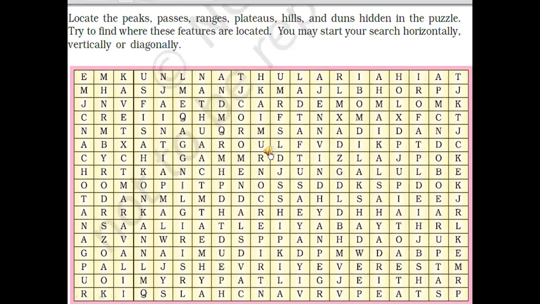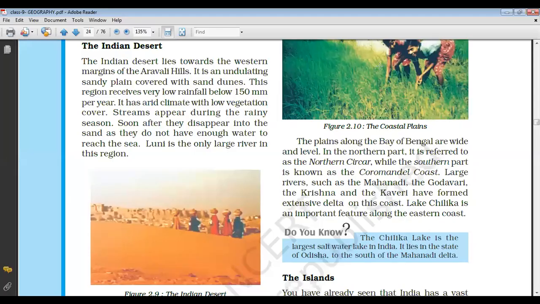This is an activity for you all. Locate the peaks, passes, ranges, plateaus, hills and dunes hidden in the puzzle. Try to find where these features are located. You may start your search horizontally, vertically or diagonally. Textbook pages for your reading.